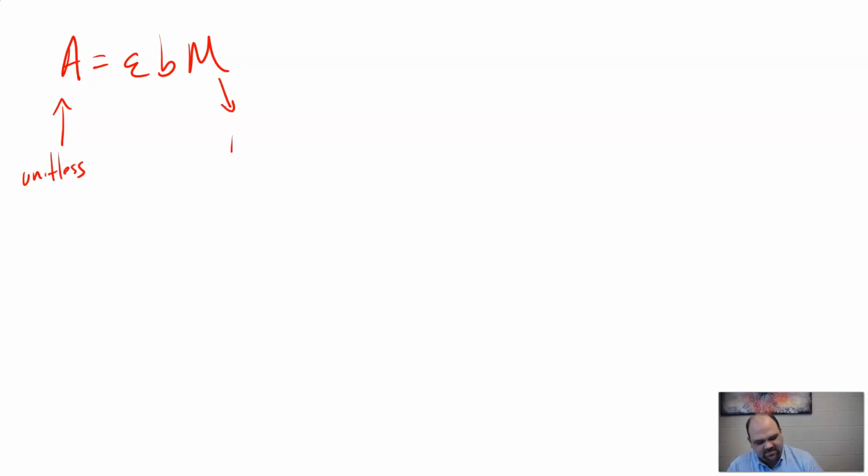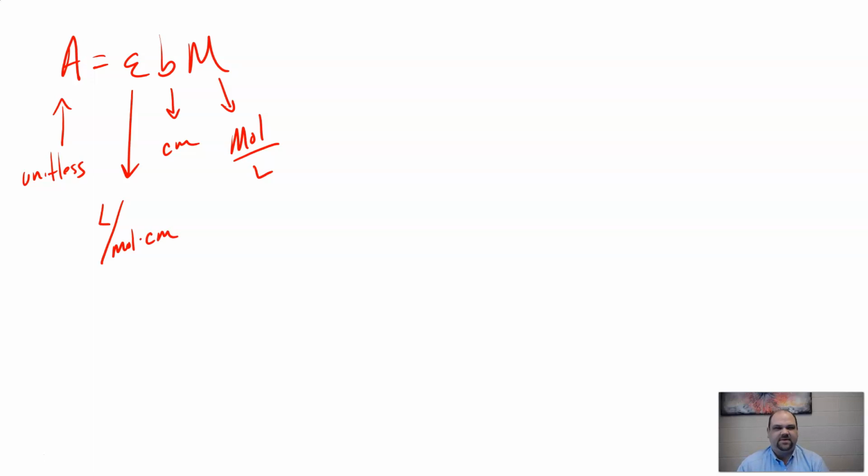Let's talk for a minute about units. And so A equals epsilon b m. The absorbance is unitless. This is molarity, so this is moles per liter. This is often given in centimeters. It doesn't have to be, but by far the most common unit is centimeters. It has to be some kind of meter. And so in order to end up unitless, epsilon has units of liters per mole times 1 over centimeter, so liter per mole centimeter. Be very careful about units and just make sure you're including the right ones.